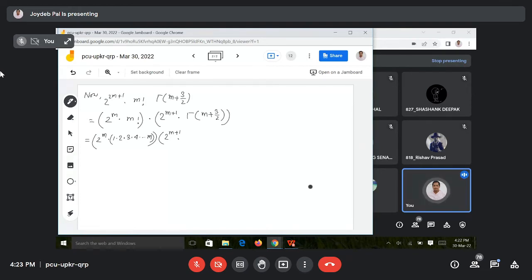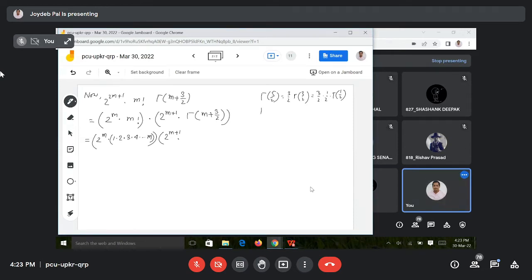Where will it be stopped? You think? I'm giving you two examples. Gamma 5 by 2. So gamma 5 by 2 I can write as 3 by 2 gamma 3 by 2. Then gamma 3 by 2 I can write as half gamma half, right? So 3 by 2 into 1 by 2 into gamma 1 by 2. So by the property of gamma I can write gamma 5 by 2 is equal to 3 by 2 into 1 by 2 into gamma half. What is the property I have used? Gamma alpha plus 1 is equal to alpha gamma alpha.